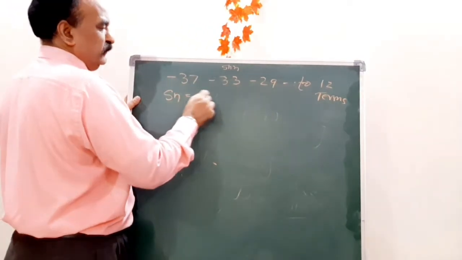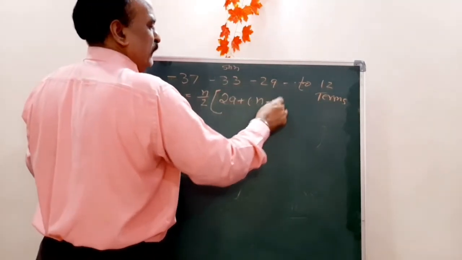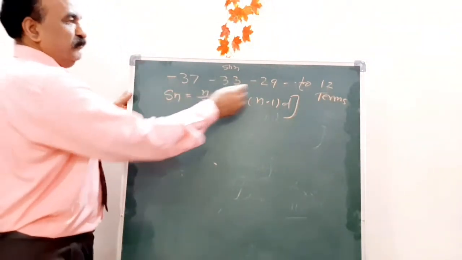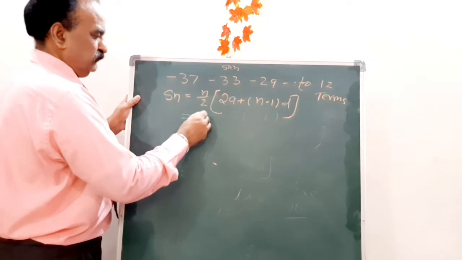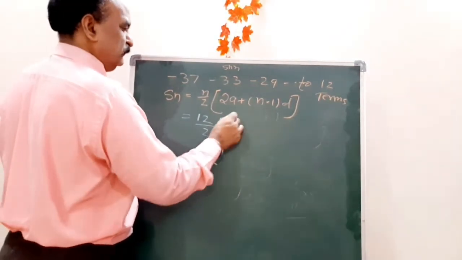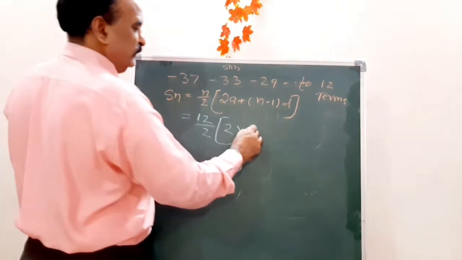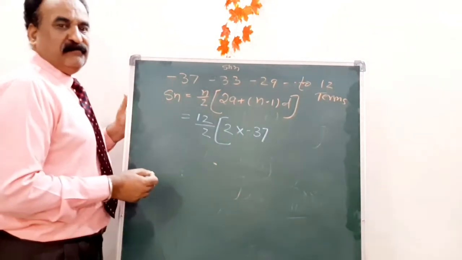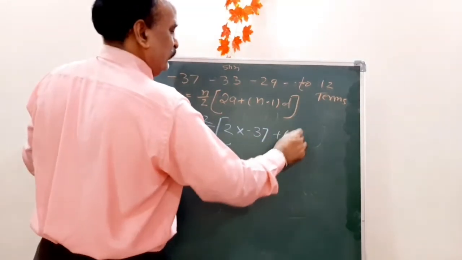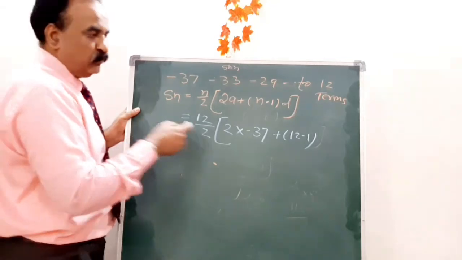Sn is equal to n by 2 into 2a plus n minus 1 into d. Now tell me, number of terms are 12. So 12 upon 2 into bracket 2 into a. a means first term is minus 37. Minus 37 plus 12 minus 1 into common difference. This minus this, I just got right now, 4.